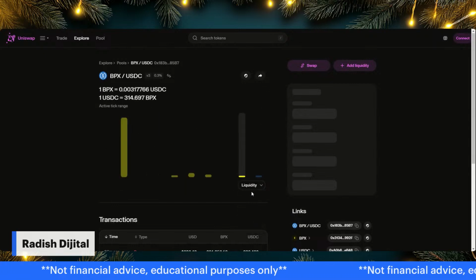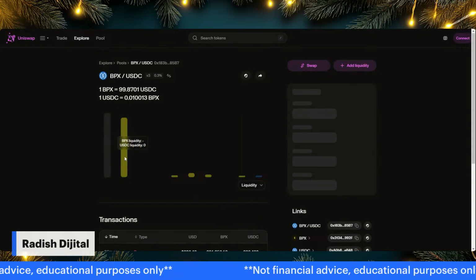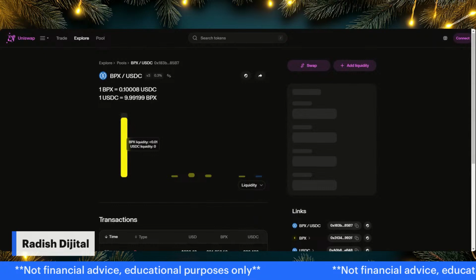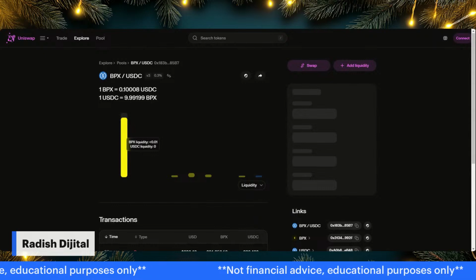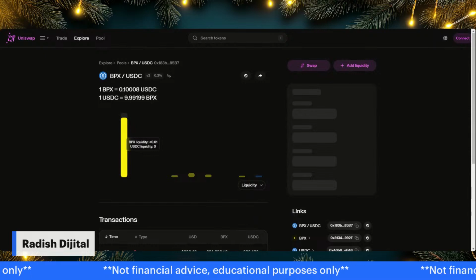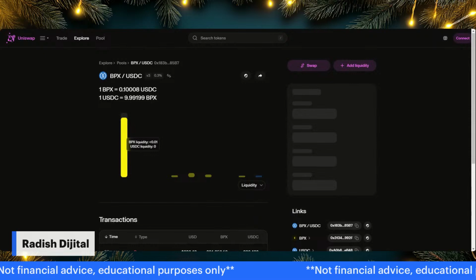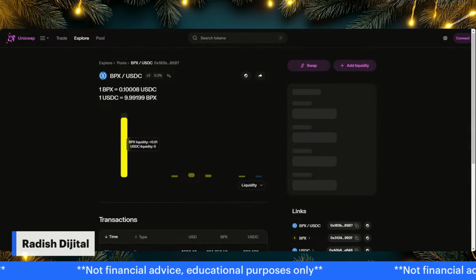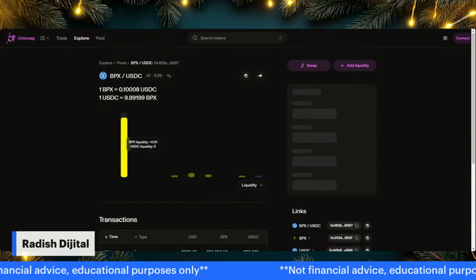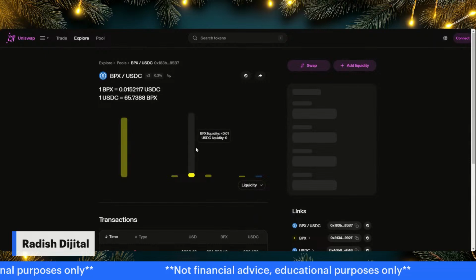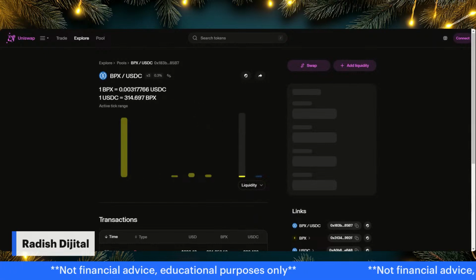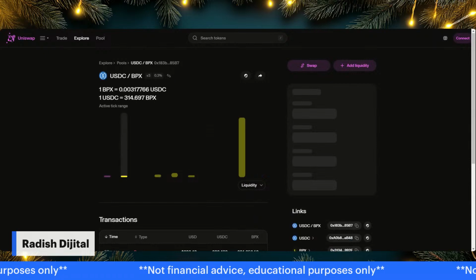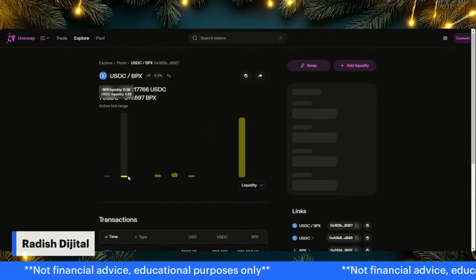This shows you all the liquidity. So you can see under 0.01, there is no USDC liquidity. Your 1 BPX equals 0.1 USDC. Can you go to the top where it says BPX / USDC, then V3.3? There are two arrows. Click those two arrows. This just swaps your view, so now you're looking at USDC to BPX.